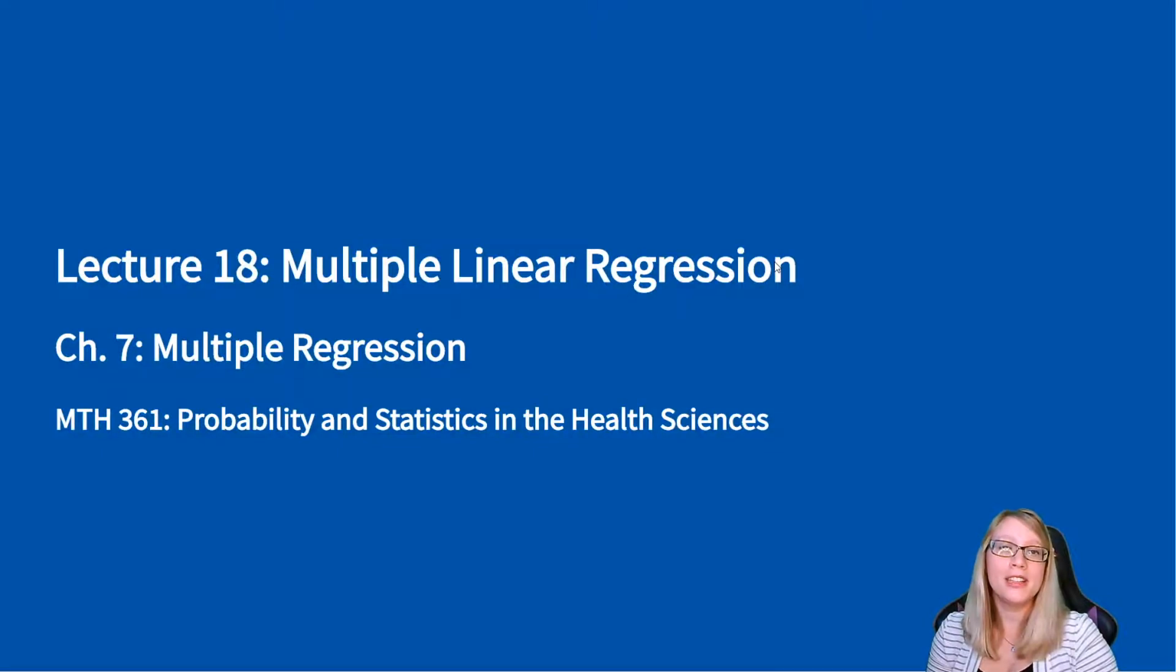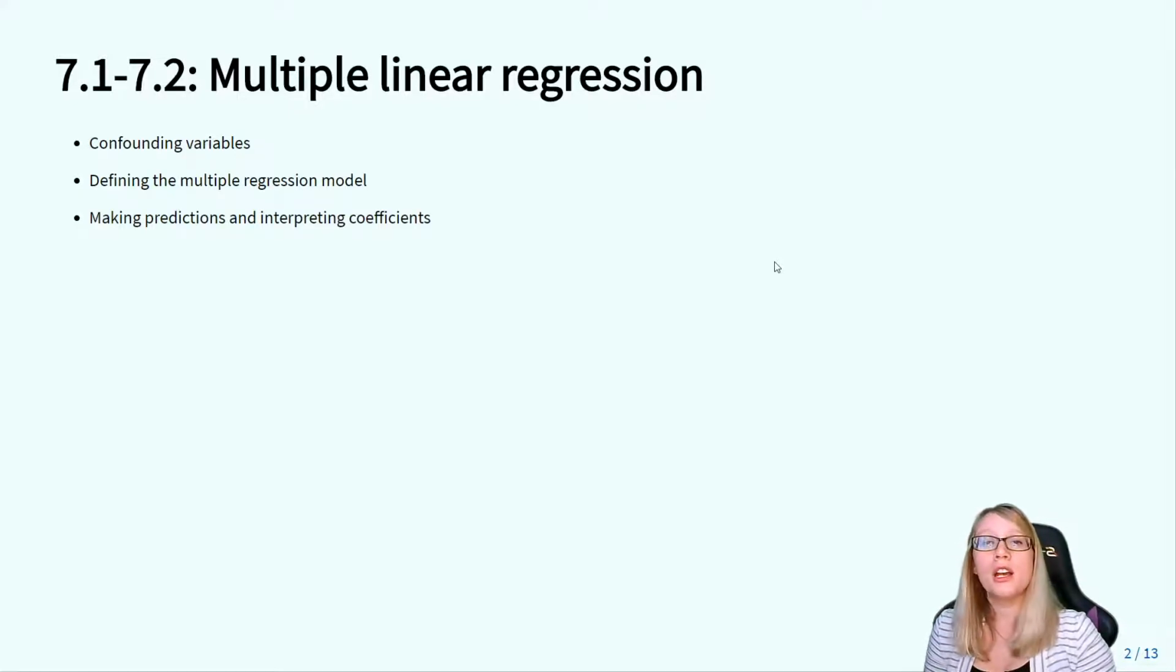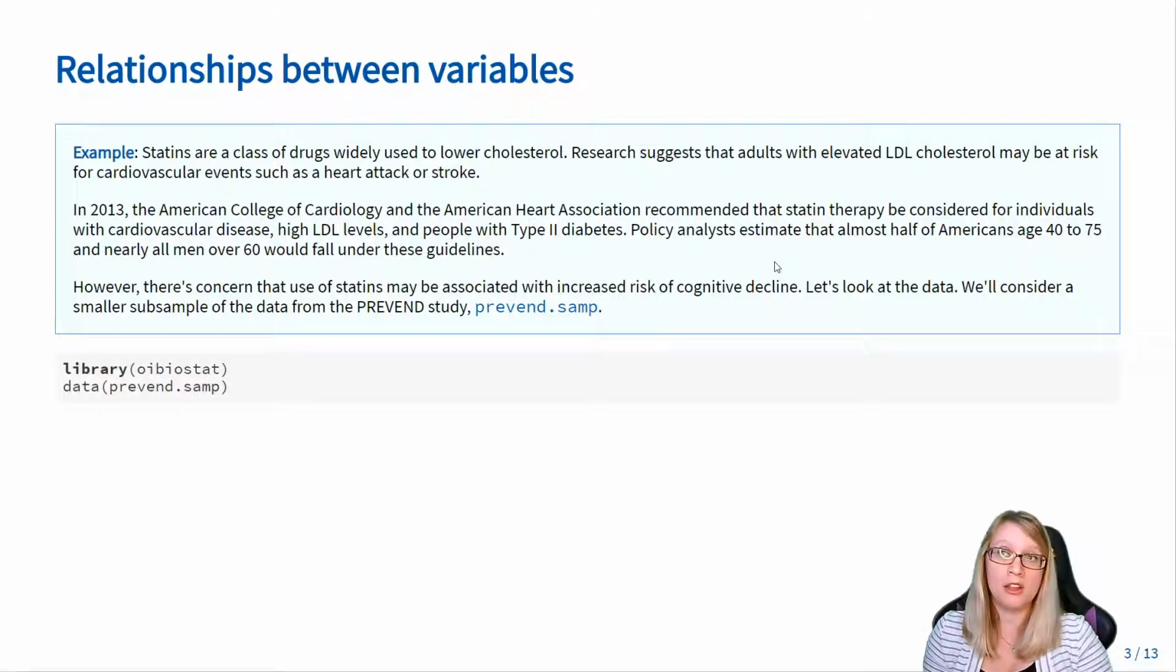Welcome back. In this video, we will introduce the multiple linear regression model as an extension of basic linear regression. So we'll start by introducing the concept of confounding variables and talking about why a confounder could potentially be a problem for us in modeling. We'll then define the multiple regression model, talk about what that looks like, and then we'll talk about how to make predictions and interpret coefficients from this model.